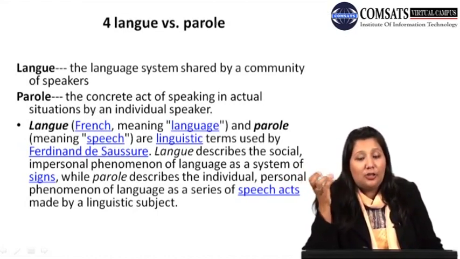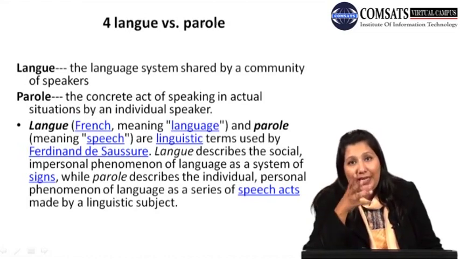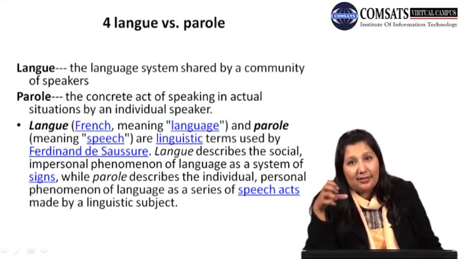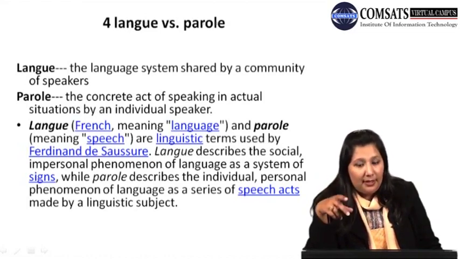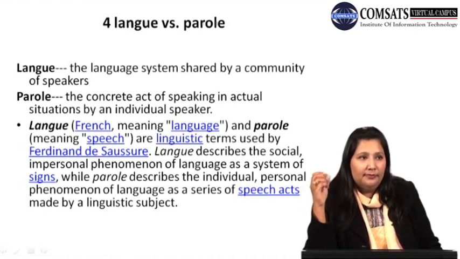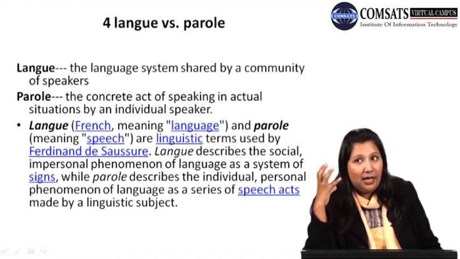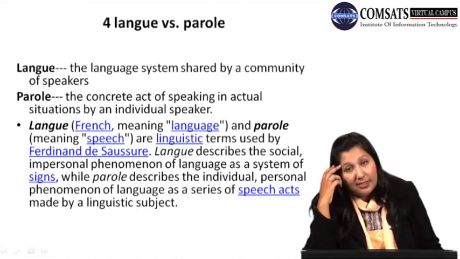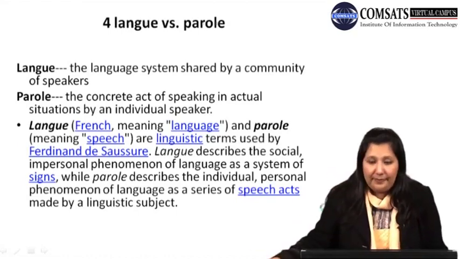Parole is the series of speech acts where we are speaking. These are the speech acts where we are speaking and doing something. Whereas langue is the ability, the competence that one person has, the art that one person can have. It's a skill that a person can have.